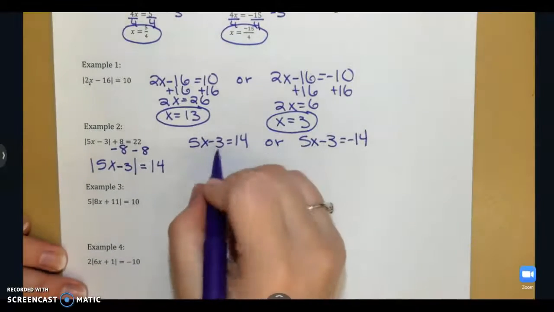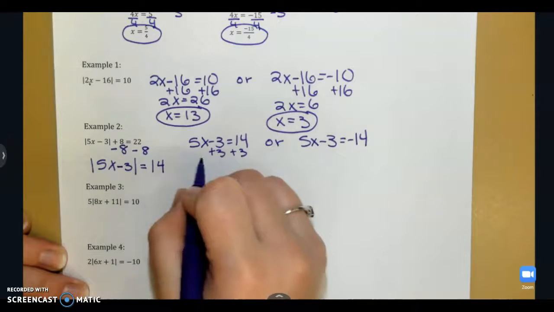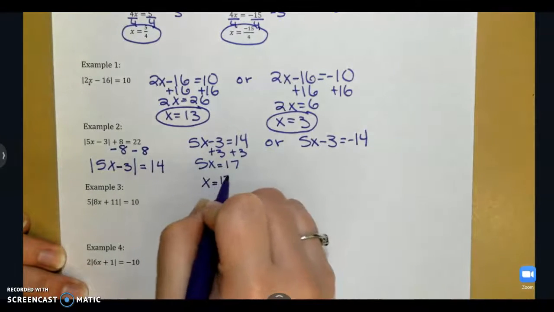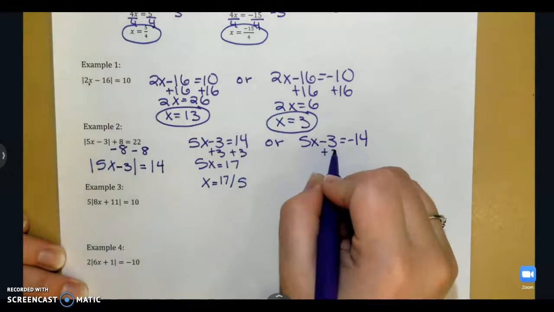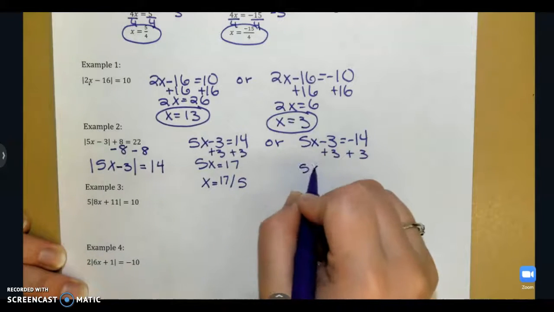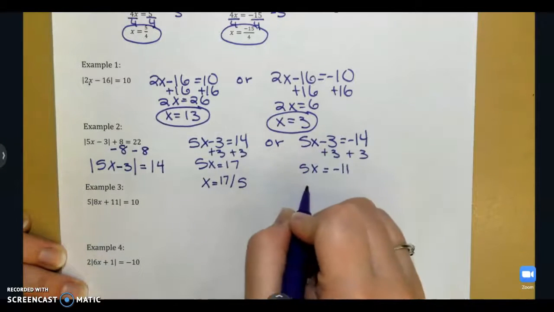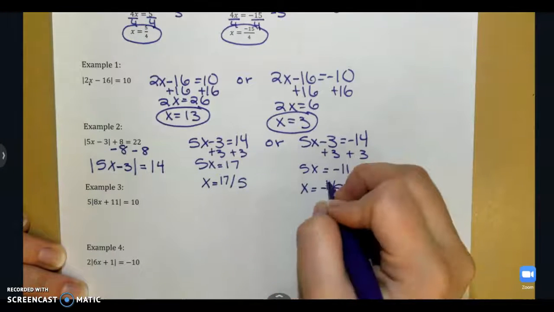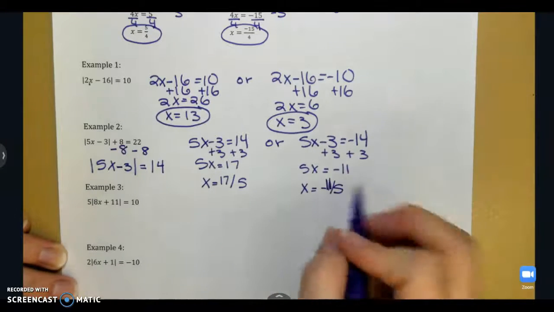So again, two-step equation. We're going to add and divide. So 17 over 5 or negative 11 over 5. Sorry, that's an 11. 11 over 5.